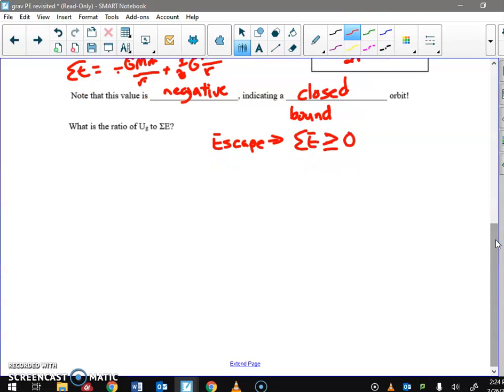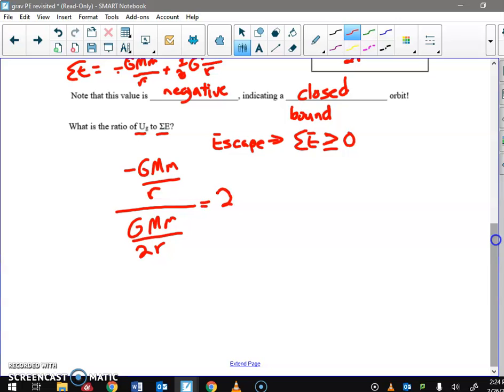Now, what is true in all orbits? What then is the ratio of potential to the total? Well, if our potential is negative GMm over r, and we divide it by negative GMm over 2r, we see that that's 2. So your potential energy is always going to be twice that of your total energy.